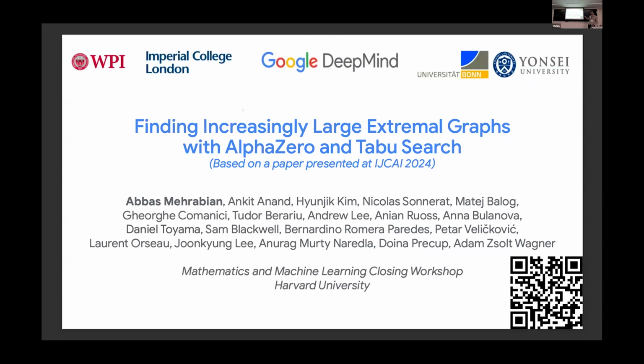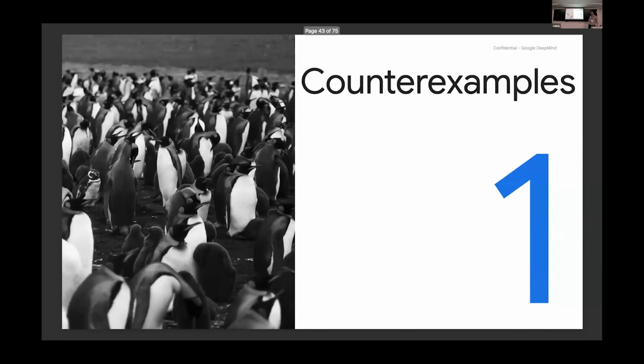This is based on a paper which appeared in IJCAI 2024. You see there are many co-authors, and a joint photo with Adam, who advised us on this work. So what are counterexamples? Counterexamples just mean you have many examples, and one of them looks different from the others, and you're looking for that exact one. In a way, it's like finding a needle in a haystack. I don't know if you can see the different penguin. There's the white penguin.